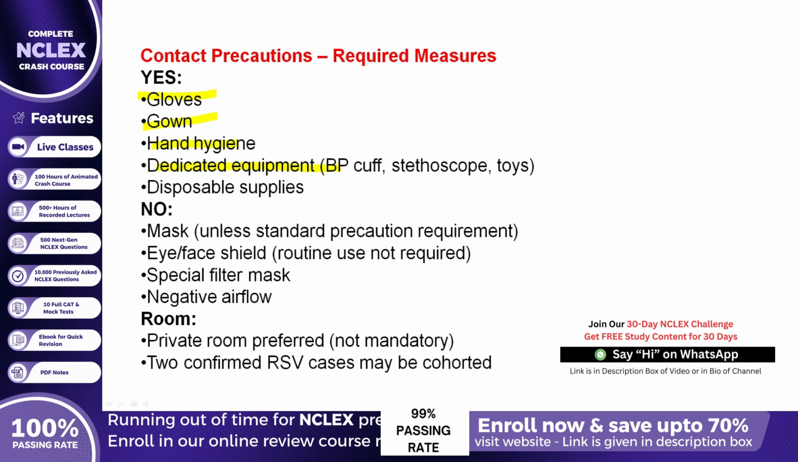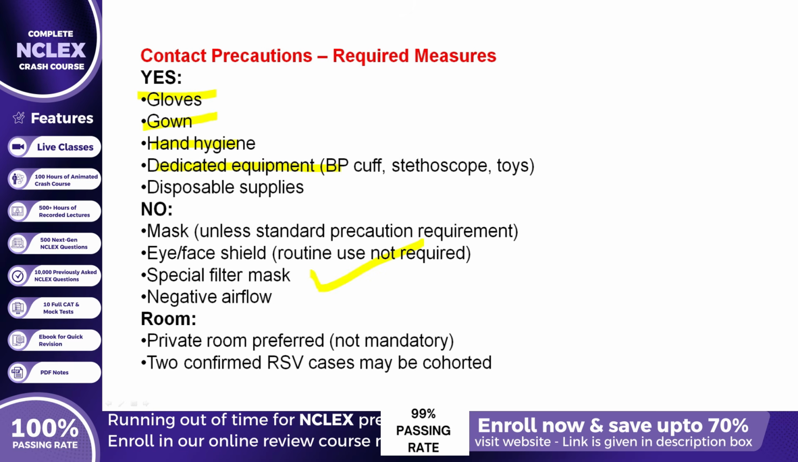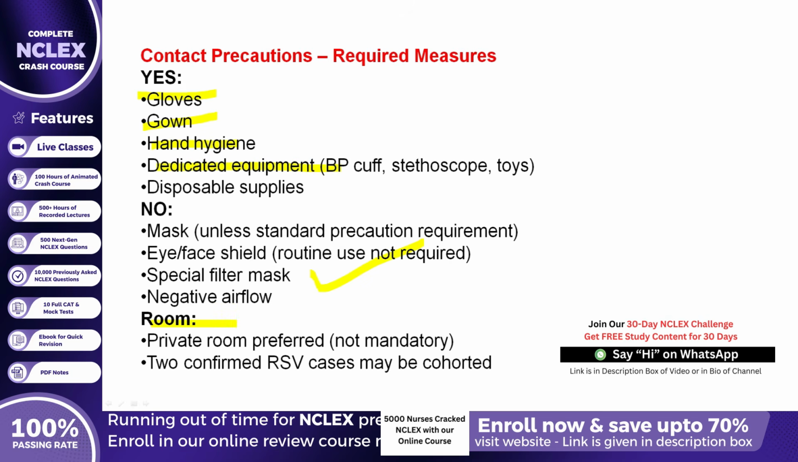Then we shift to what is not required, beginning with a mask unless a standard precaution requirement calls for it. Next, an eye or face shield is not routinely required. We also clarify that no special filter mask is needed, and negative airflow is not part of contact precautions. Finally, for the room setup, a private room is preferred but not mandatory, and 2 confirmed RSV cases may be cohorted together.